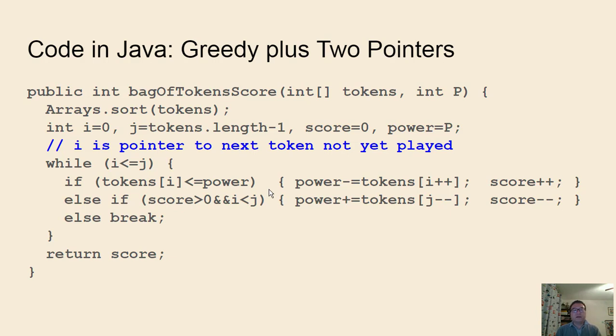On the other hand, if we have score greater than 0 and I is less than J, then I points to the next token not yet played, and J also points to the next token. If we play J face down, since I is less than J, we still have at least one more token to play. So that's a condition checking that there's still a token in the bag. In that case, we increment our power, subtract the score, and move the pointer. If neither condition is satisfied, then there's nothing we can do and nothing to gain, so we stop. So it's a greedy approach, but it uses 2 pointers to implement it.